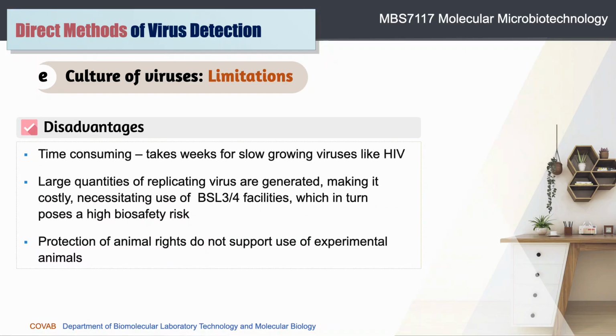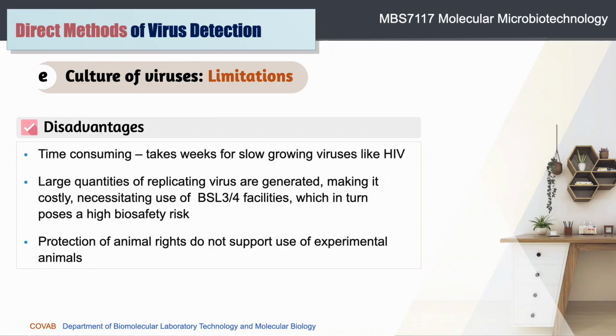The disadvantages: it's time consuming. If you have slow growing viruses such as HIV, it's going to take you weeks to get a positive reaction. Secondly, it's going to involve large quantities of replicating viruses, making it necessary to use biosecurity level, or BSL, level 3 or 4 facilities. This makes it very costly, and this in turn poses a high biosafety risk and also biosecurity risk.